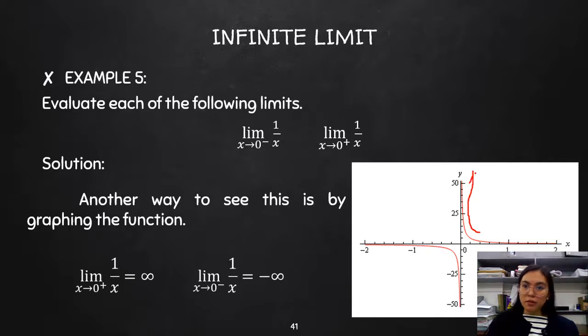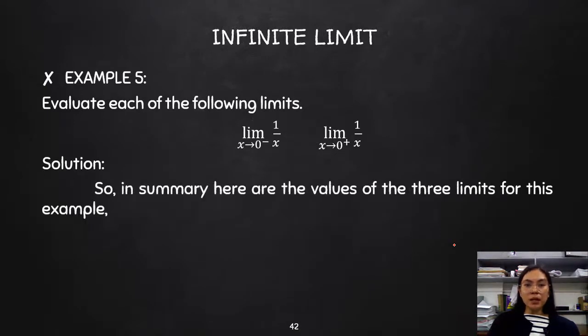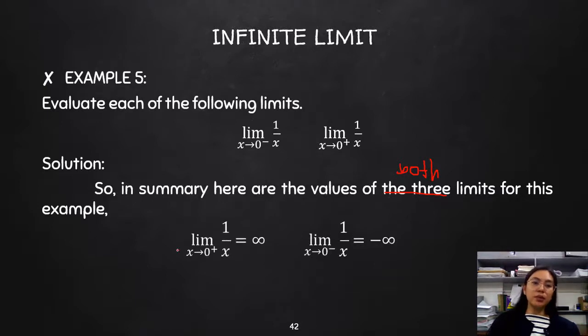That's for the positive 0. But for the 0 negative, pa-negative ng pa-negative yung value. But you can see that pataas ng pataas yung inyong y value as indicated here in the graph. So in summary here, these are the values of both the limits for this example. So yan po yung sagot dun sa ating function.